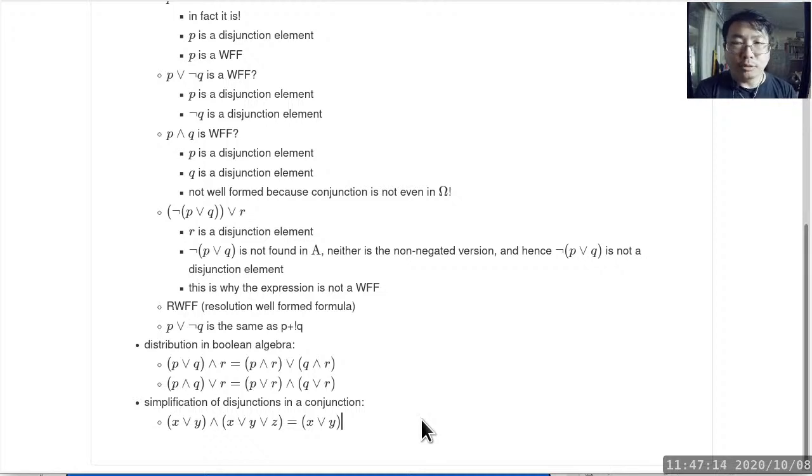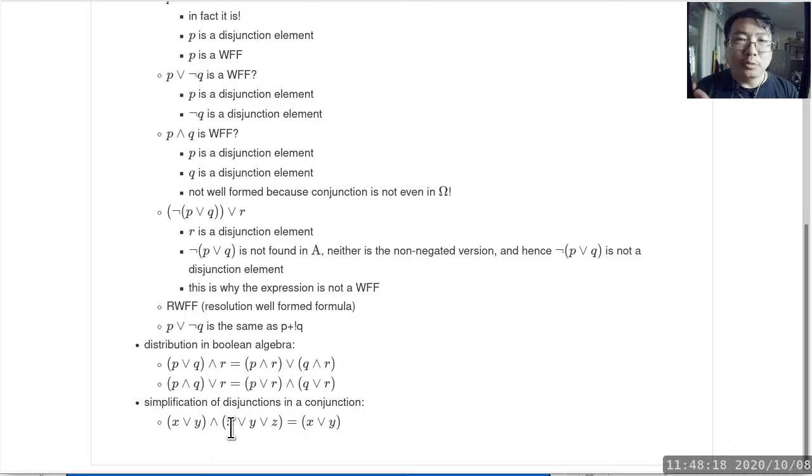You can try to prove this in one of two ways. Intuitively it makes sense, because if x or y is true, then this whole thing has to be true too, because this whole thing just has x or y, and then you have or something. On the other hand, if x or y is false, z itself can be true, but the entire conjunction is going to follow x or y. If x or y is false, it doesn't matter what this thing is, the whole thing is going to be false. Now the other way around: what if x or y or z is false? Well, that means x or y has to be false too.